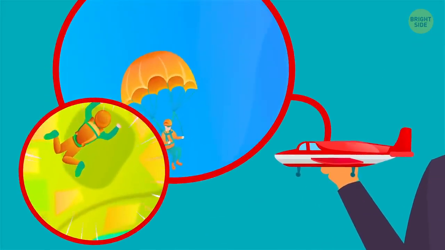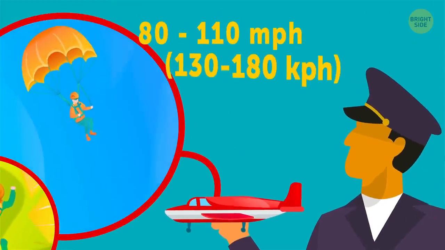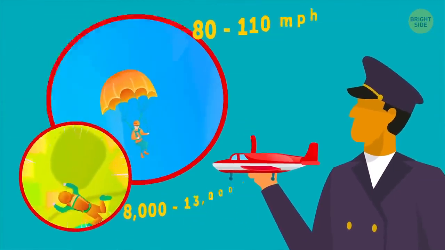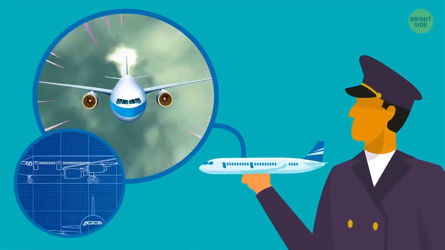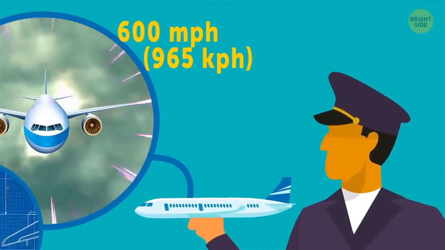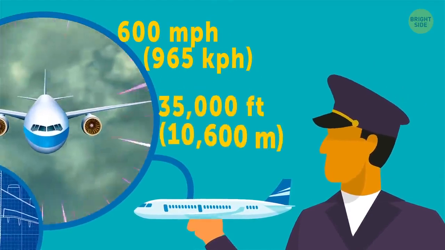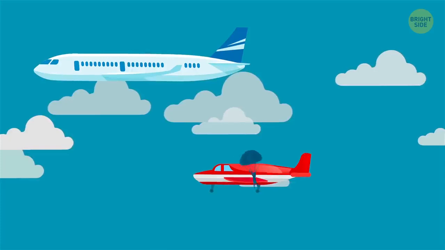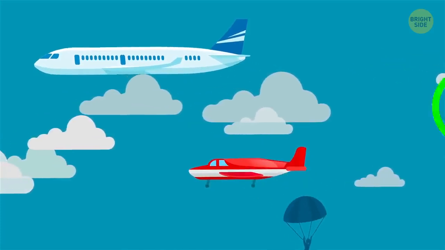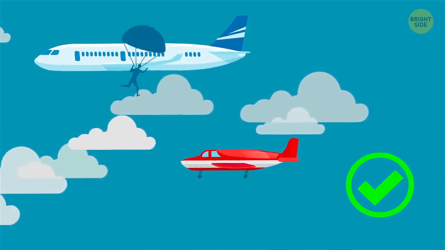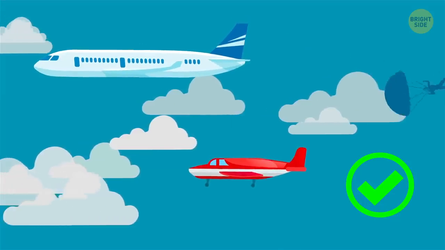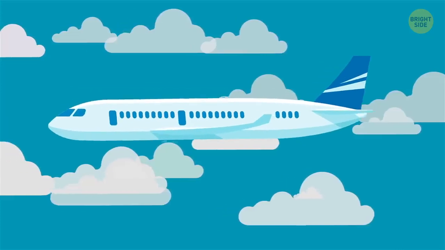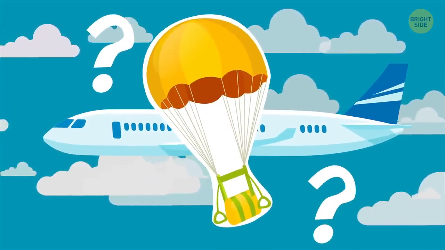Skydivers usually jump out of planes moving somewhere between 80 to 110 miles per hour at an altitude of 8,000 to 13,000 feet. By contrast, a commercial jetliner flies around 600 miles per hour at its cruising altitude of 35,000 feet. The math alone should show why parachutes may not do much good on a standard flight. Besides, most passengers don't pay attention to the pre-flight safety instructions to know where the emergency exit is located. Can you imagine how the parachute training portion of that announcement would go?